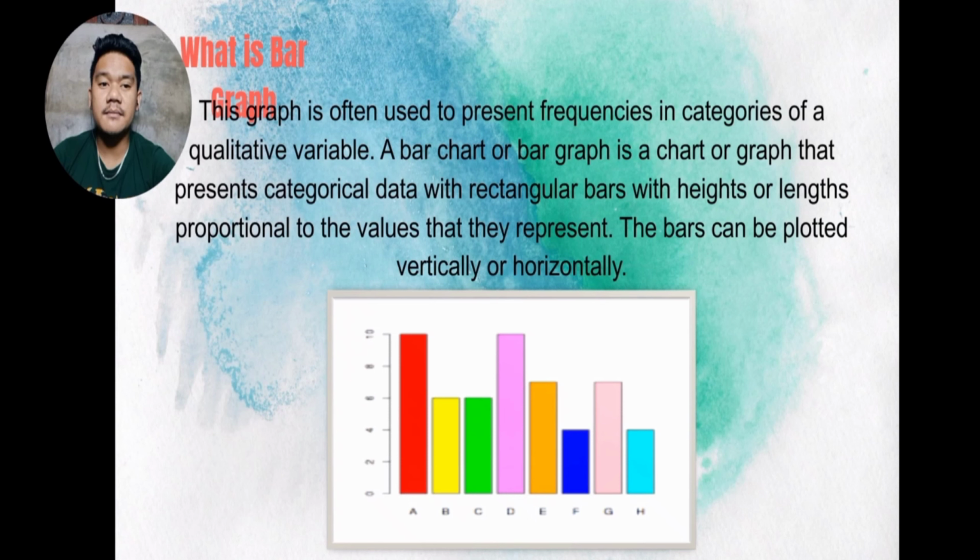The bars can be plotted vertically or horizontally. As you can see in the picture, that is an example of a bar graph. Again, the bars have different heights and different colors because each bar represents one data point, to monitor the improvement or deterioration of the presented data.